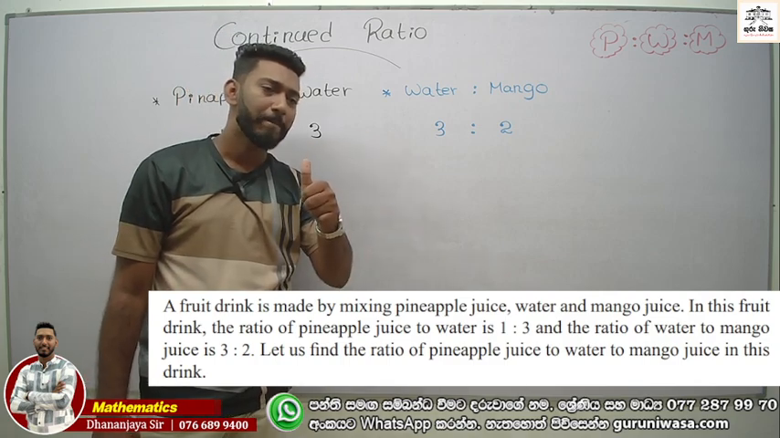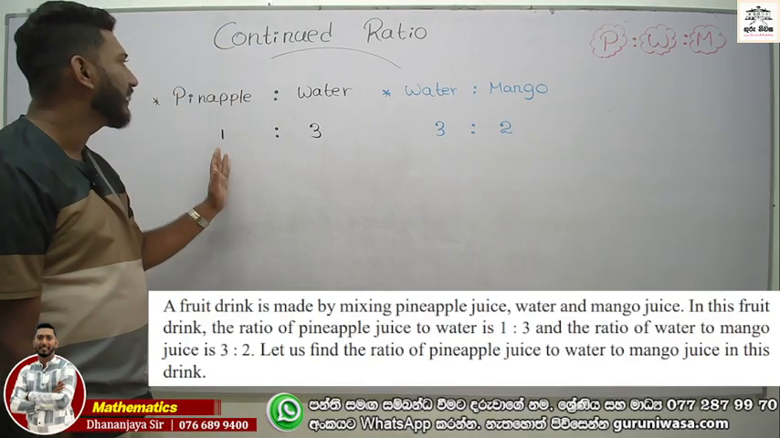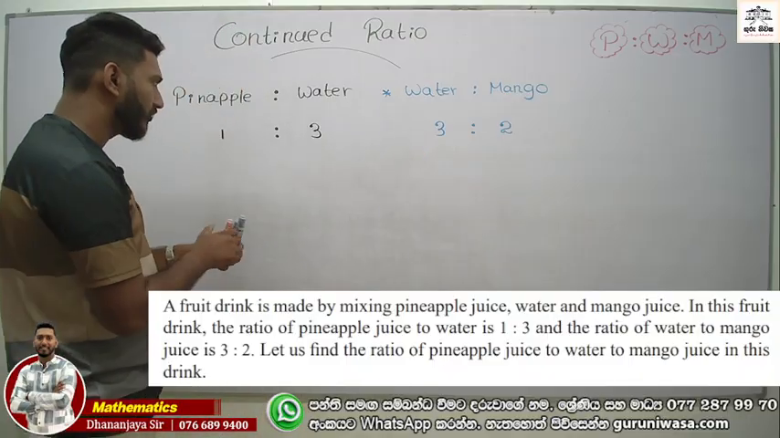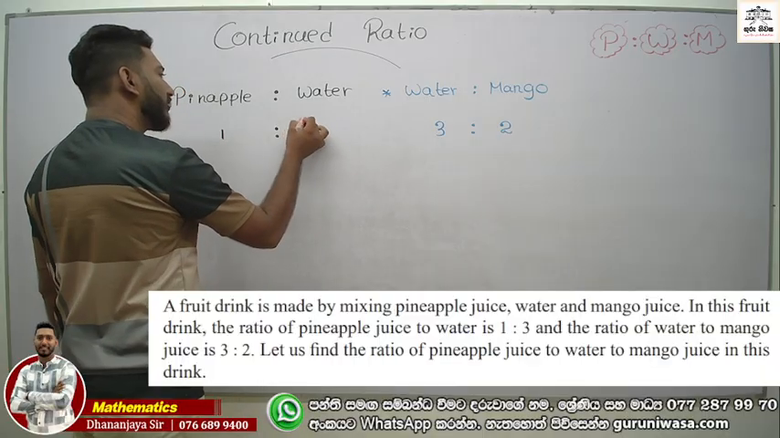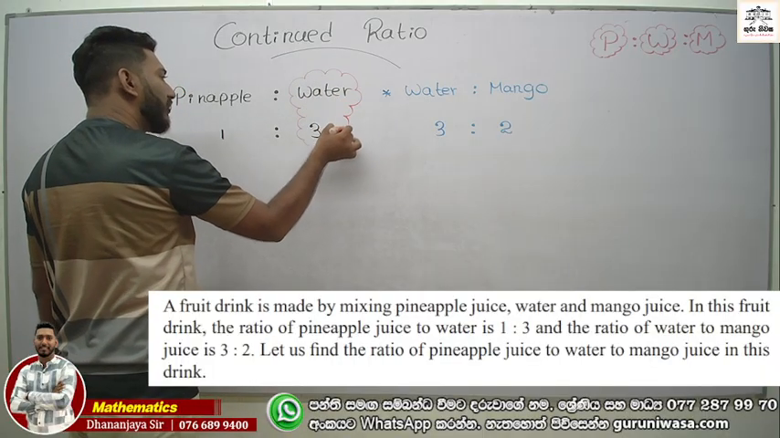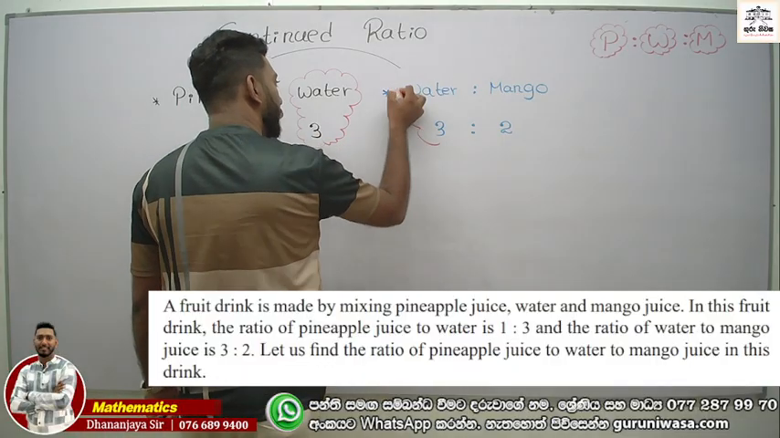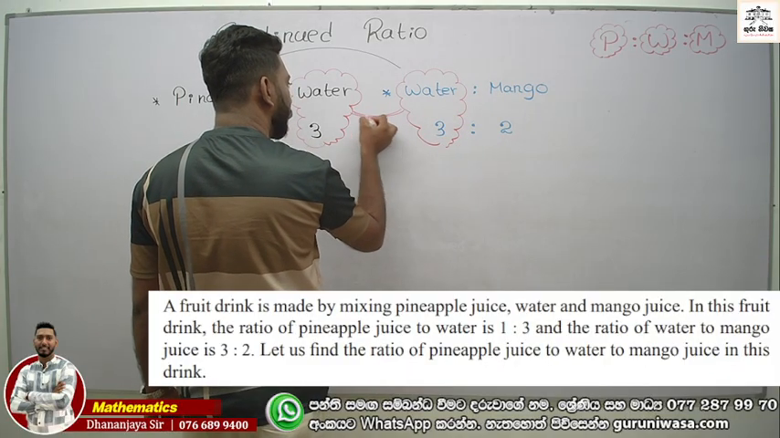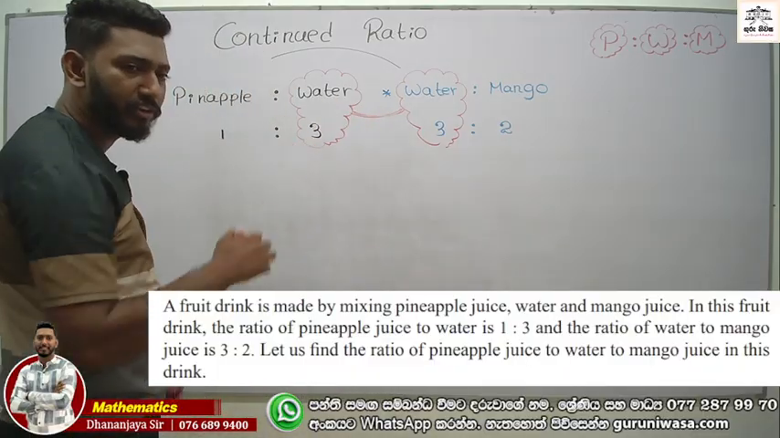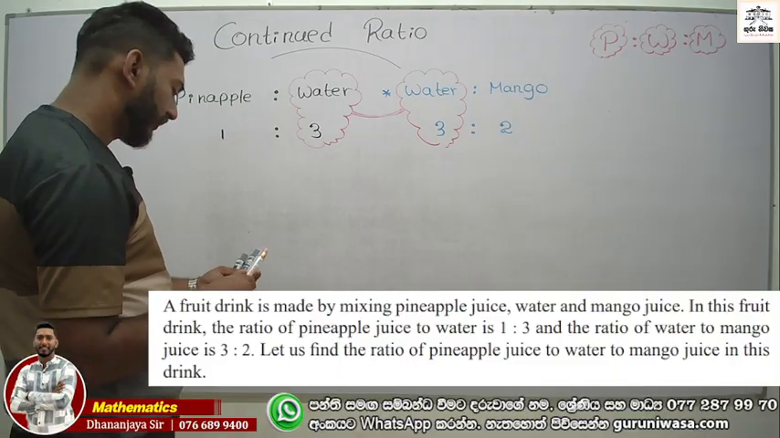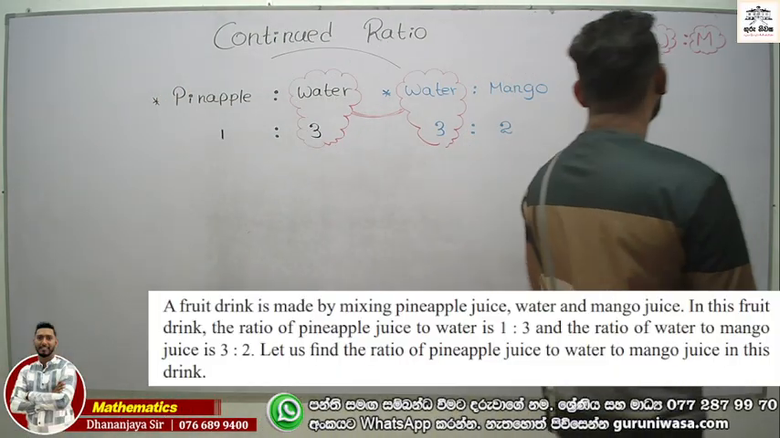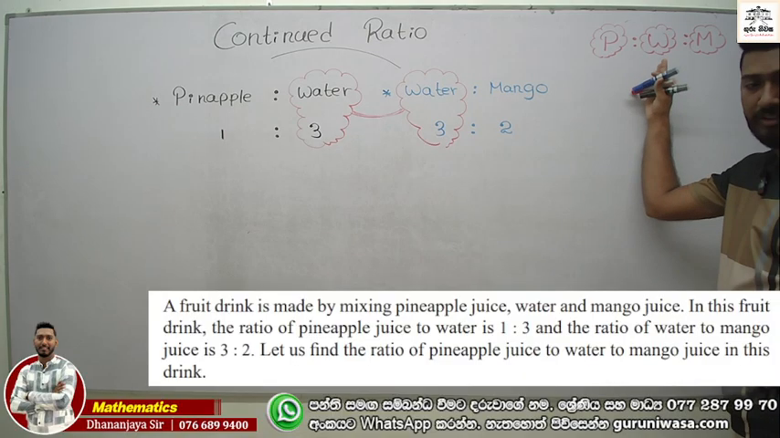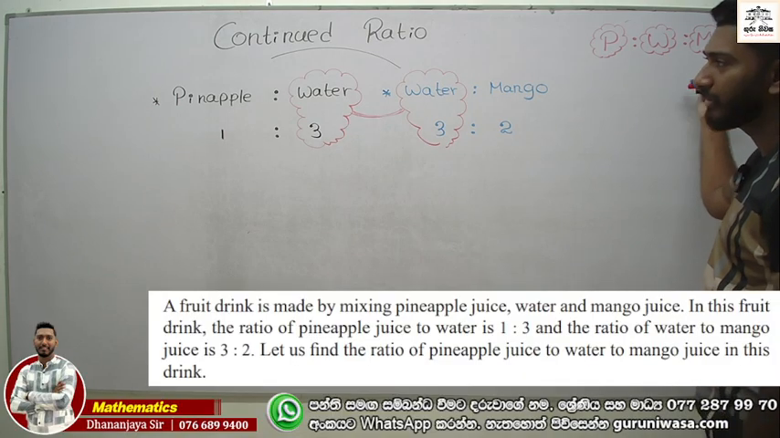Now understood? Everyone understands? The thing common to both scenarios is water. Now I choose water as the middle one, because water is the common thing. Now listen. This is the method. Therefore, in the ratio the middle is water: pineapple, water, and mango.